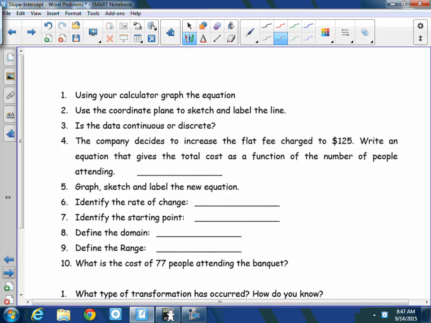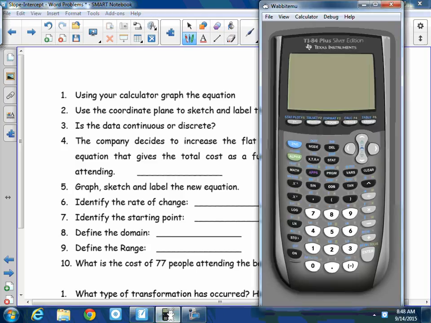Now, we're going to go ahead and use the calculator to graph this equation. Okay? So we're going to open up our calculator. Every time you get the calculator, I need you to clear it, okay? So does anybody remember how to do that? Second plus 7, 1, and 2. Very good. Second plus 7, 1, and 2.